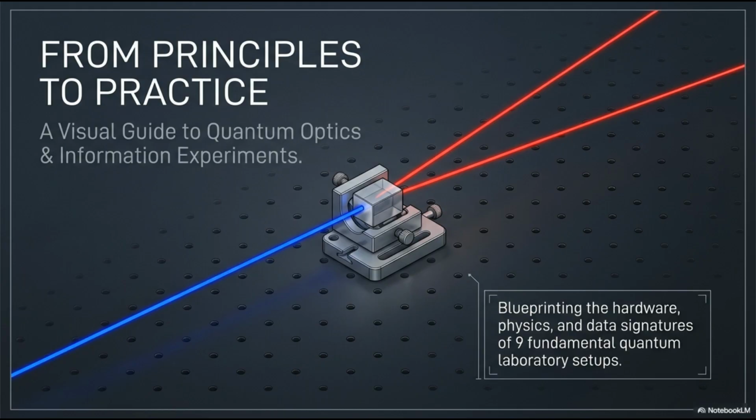It is designed for audiences with some prior background in quantum mechanics or photonics. The experiments covered progress from single-qubit state preparation all the way to multi-photon quantum computing gates. Together, these 9 setups form a complete foundation for understanding optical quantum information science.